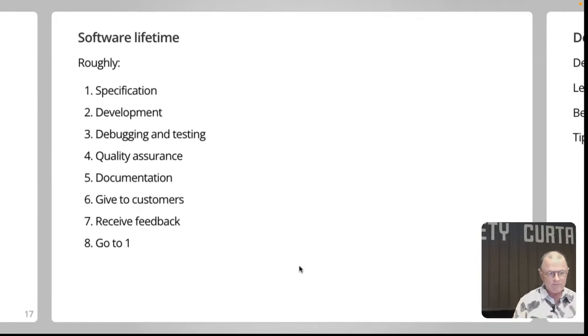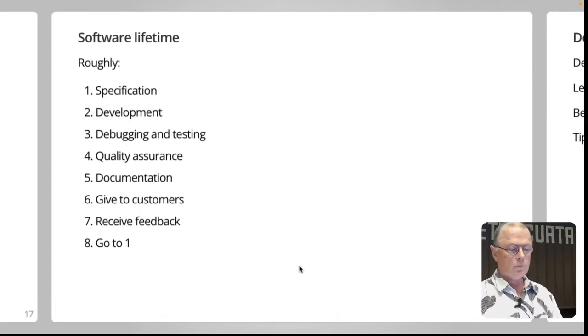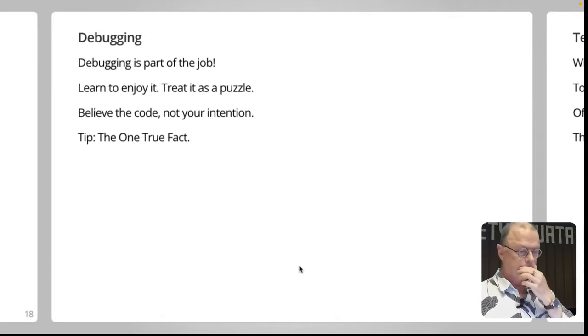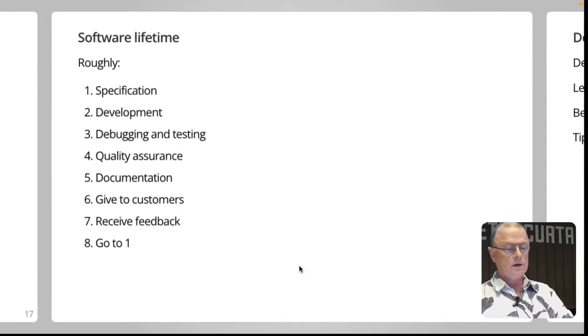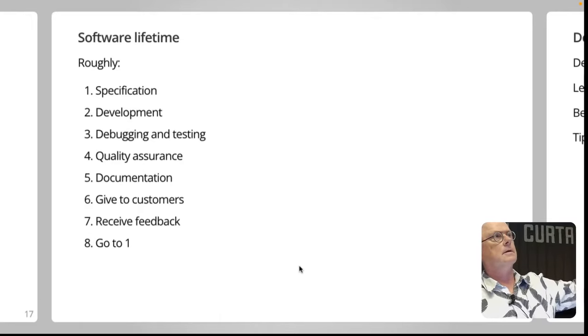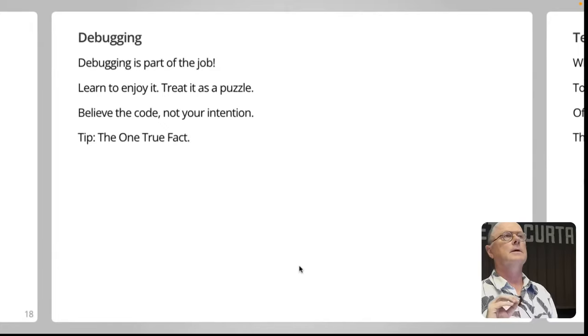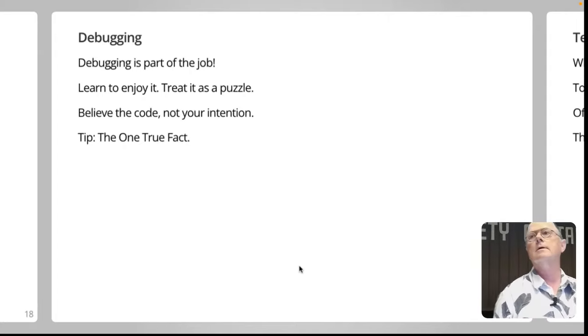So software is this living thing. It's always changing, and you're always working with changing it. Now, most of the things on here are probably relatively familiar, but I'm going to talk about a couple of things where, speaking as an old fart, as we used to call ourselves, there's a couple of things on this chart that I want to focus on for a minute. One of them is debugging. How many people here like to debug?